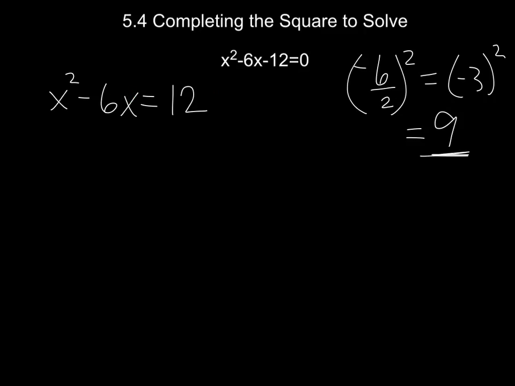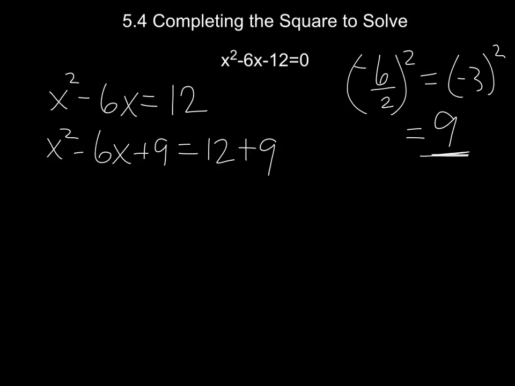Adding it to this side will give us a perfect square trinomial. x squared minus 6x plus 9 equals 12 plus 9. We have to add it to both sides to keep the equation balanced. If you don't add it to this side, well then obviously you're changing the equation and what it's equal to.